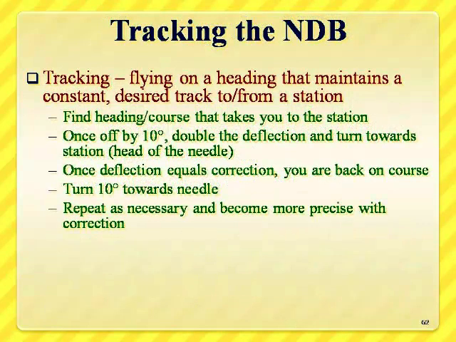Tracking the NDB. Tracking is flying on a heading that maintains a constant or desired track to or from a station, and finding the heading or course that takes you to the station. If you are off by 10 degrees, double the deflection and turn towards the station, is the indication to the pilot. Once deflection equals correction, you are back on the course. Turn 10 degrees towards the needle, repeat as necessary and become more precise with correction.